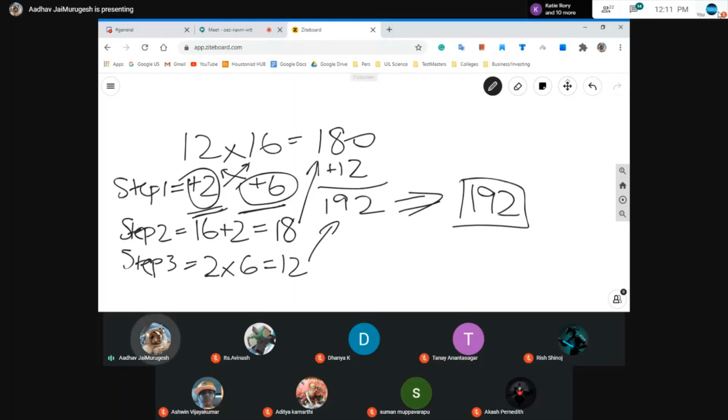And this trick is really, really simple. If you get proficient at this, you can even do it faster than a calculator. So that's a good thing about this. So any questions so far, guys? Any questions on either of the two tricks?